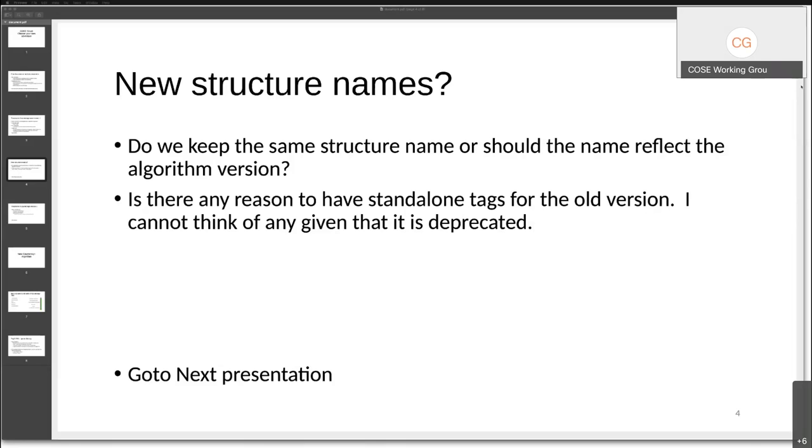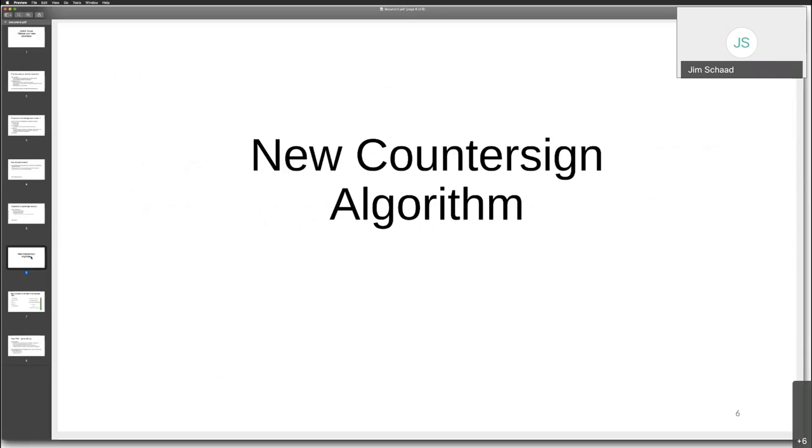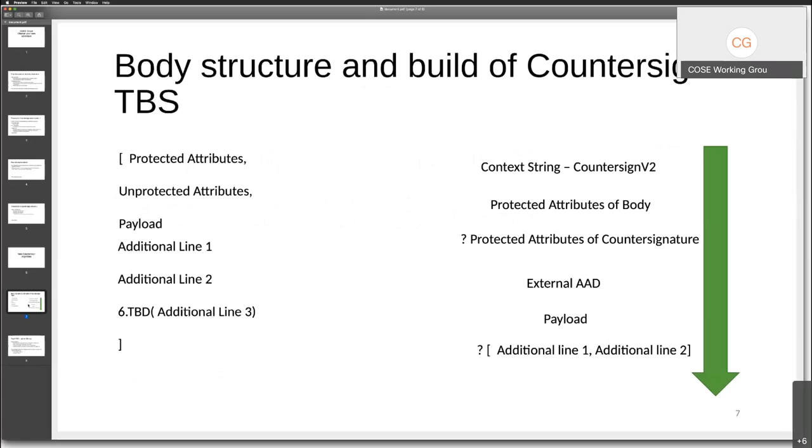Okay. So let's go ahead and jump to the counter signature algorithm. Right. Next slide. So what I put in and proposed is basically the last line in the counter signature on the right side. So we add an array containing all of the additional binary strings that we want to include in the counter signature. The context string is currently defined as countersign if that field is absent, and countersign v2 if that field is present. That means that the code for OSCORE group comm does not change in any way.